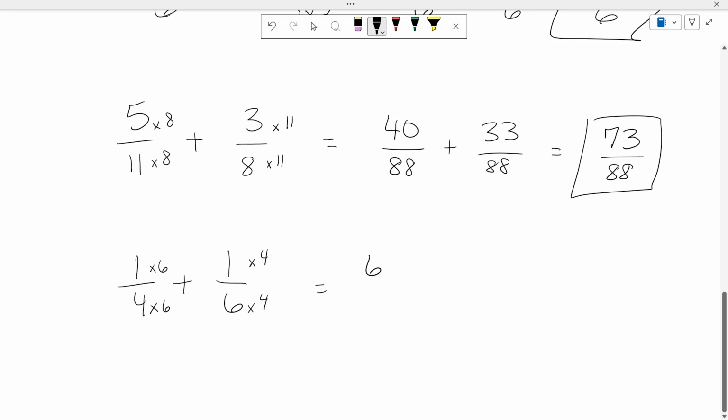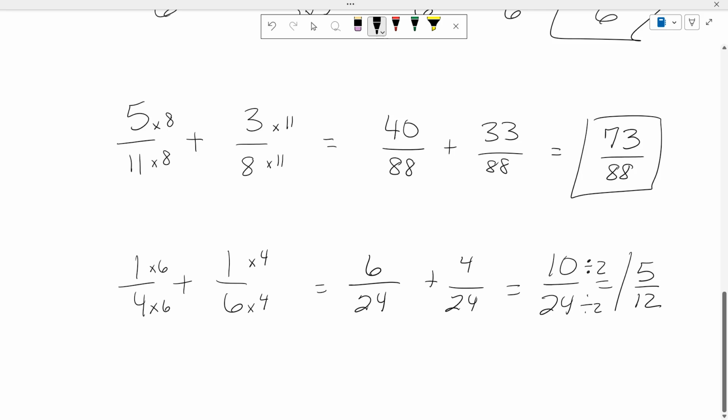So 1 times 6 is 6. 4 times 6 is 24. 1 times 4 is 4. 6 times 4 is 24. If we add them up, what do we get? 10 over 24. Now, this one is even, so we can divide it by 2. This one's even, so we can divide it by 2. So we get 5/12. And that's how low it goes.